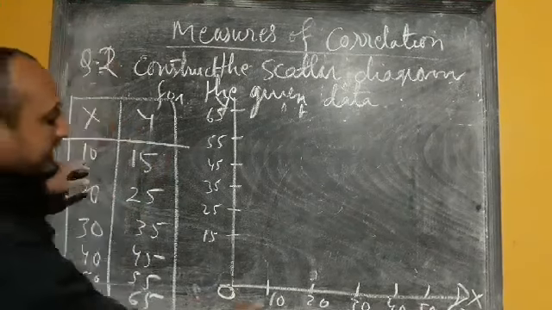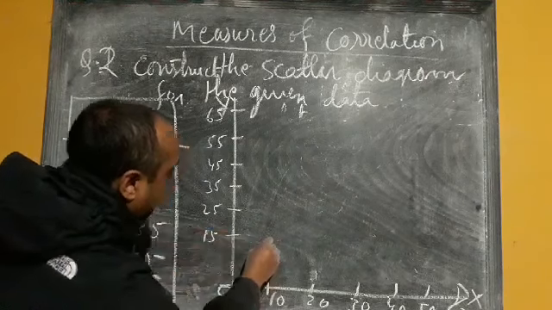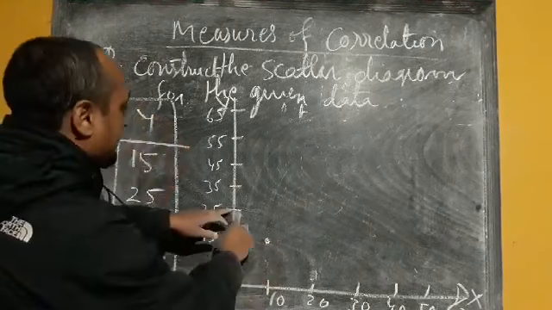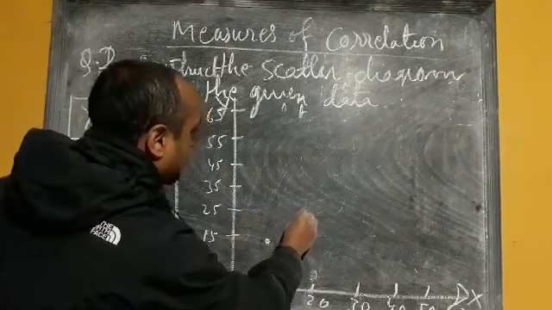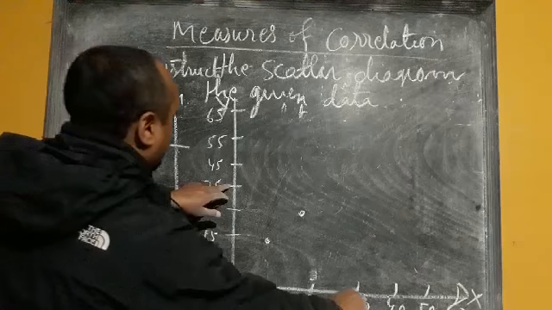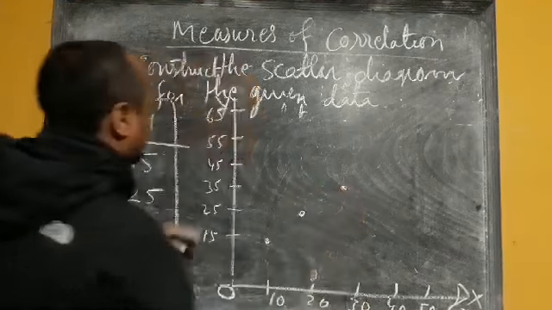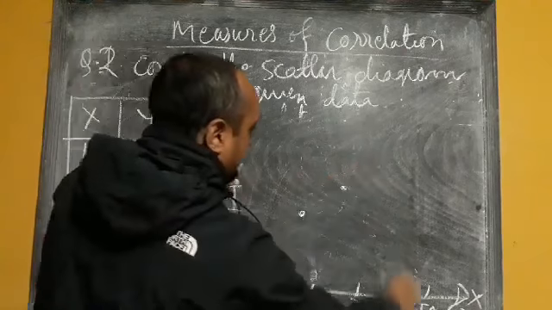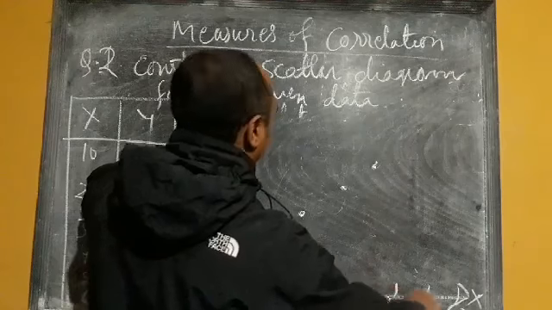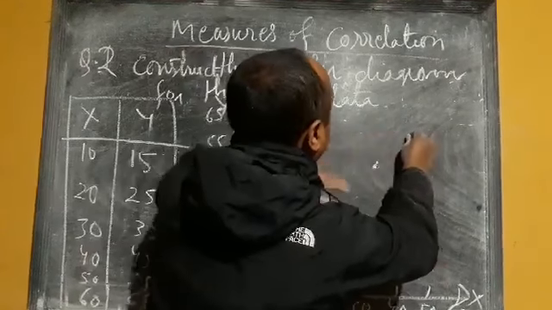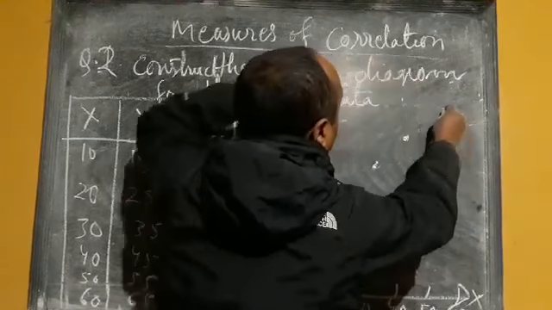Okay, now here we will plot. When the value of x is 10, y is 15. So where will the point lie? The point will lie here. And next one, 20, 25, so it will lie here. Now third one, 30 and 35, so the point will lie here. Similarly 40 and 45, the point will lie here. Next one 50, 55, the point will lie here. 60, 65, so the point will lie here.